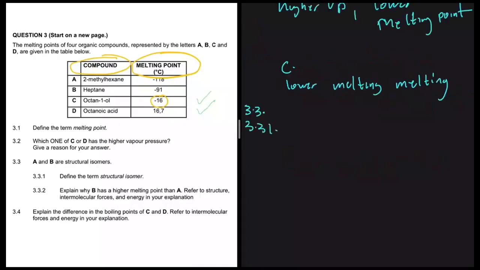3.3.1 says, let's define the term structural isomer. So structural isomers are organic compounds that have the same molecular formula but different structural formula. The same molecular formula but different structural formula, right?